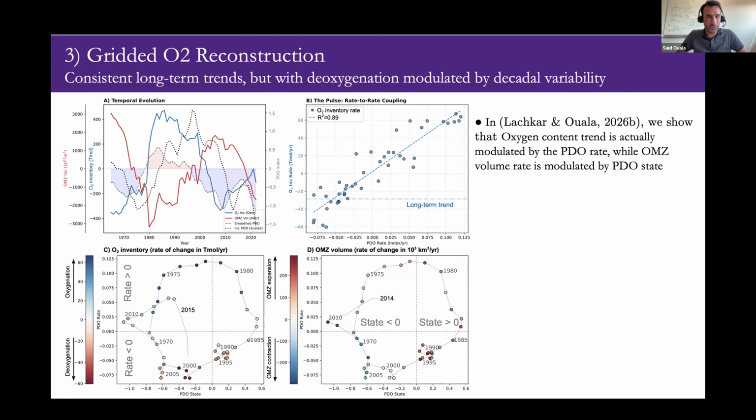And inversely to this, what we showed is that it's the oxygen minimum zone volume that is actually correlated to the PDO state itself, with an increase in the oxygen minimum zone volume corresponding to a positive Pacific Decadal Oscillation phase, and a decrease in the oxygen minimum zone volume, or the interannual variability of the oxygen minimum zone volume, corresponding to a negative PDO phase.